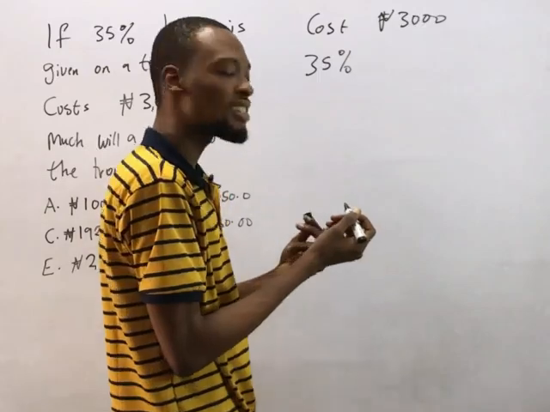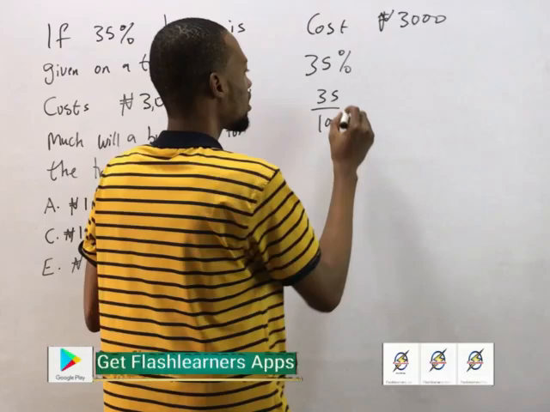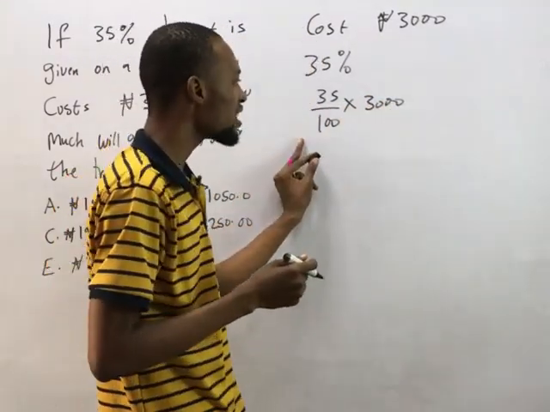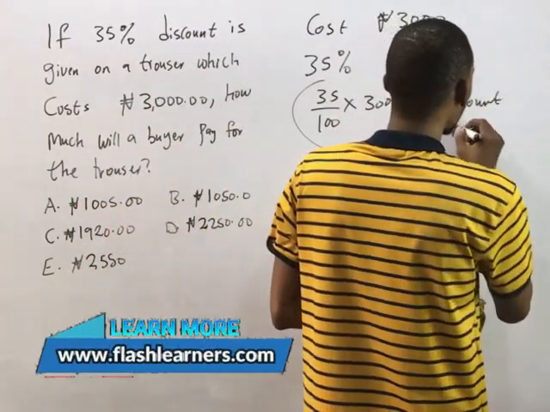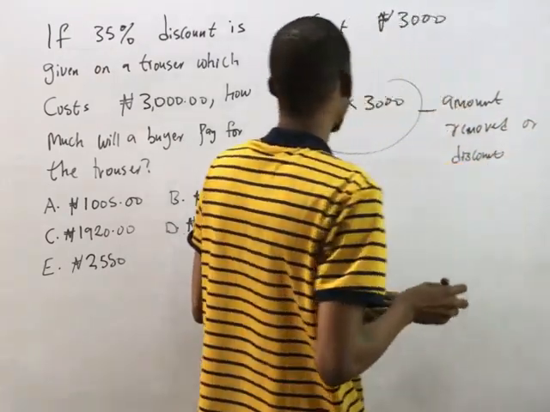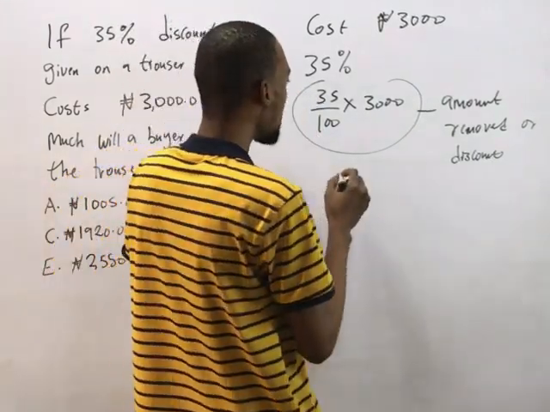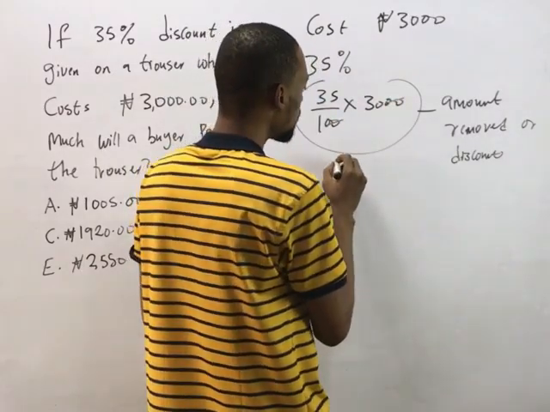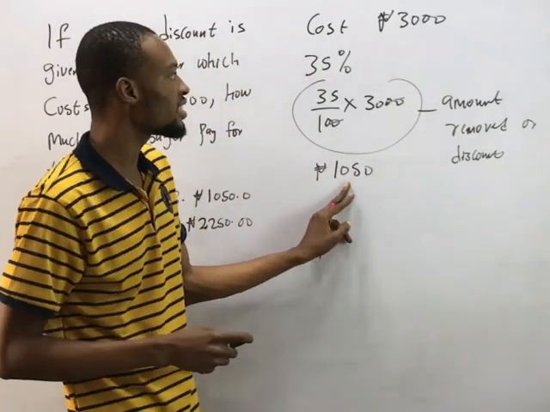So 35% is the same thing as 35 over 100. This is 35% times 3,000. So 35 over 100 times 3,000 is the amount removed, or discount. So this is the discount in percentage, this is the discount in actual amount. So when you solve this, this 20 cancels this 20. We have 35 times 30, which will give you 1,050 naira. So this is the discount.